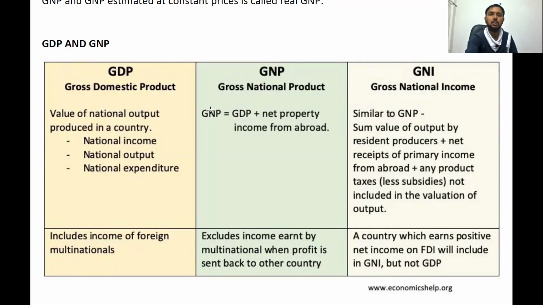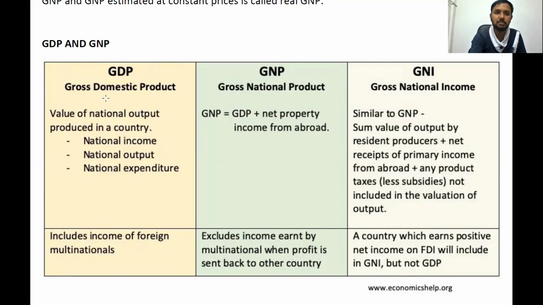In these two terms, first we will see GDP. GDP focuses on the domestic product, meaning the total production of goods and services occurring in a country, whether it is produced by the citizens of the country or by foreigners. If a foreign company or a foreign citizen comes to our country and does the production of goods and services, then it will also be considered in the GDP.